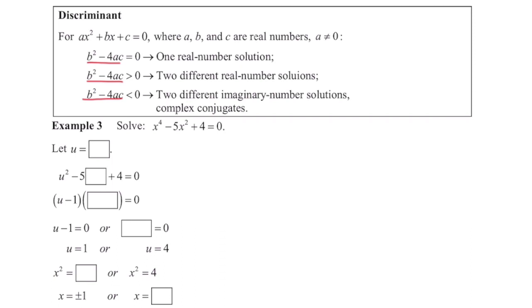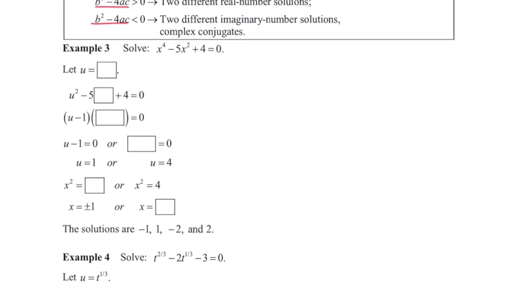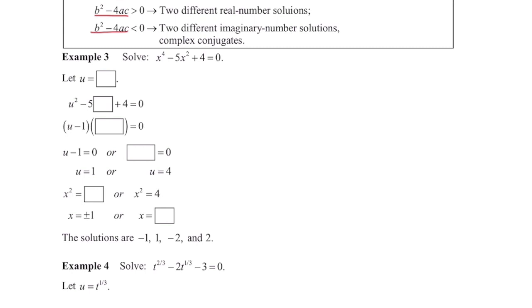Let's solve x to the fourth minus 5x squared plus 4 equal to 0. Notice we don't have an x squared here, so we need to make an x squared. So I'm going to let u be my x squared value. Then, if I square both sides, u squared would then equal x to the fourth.